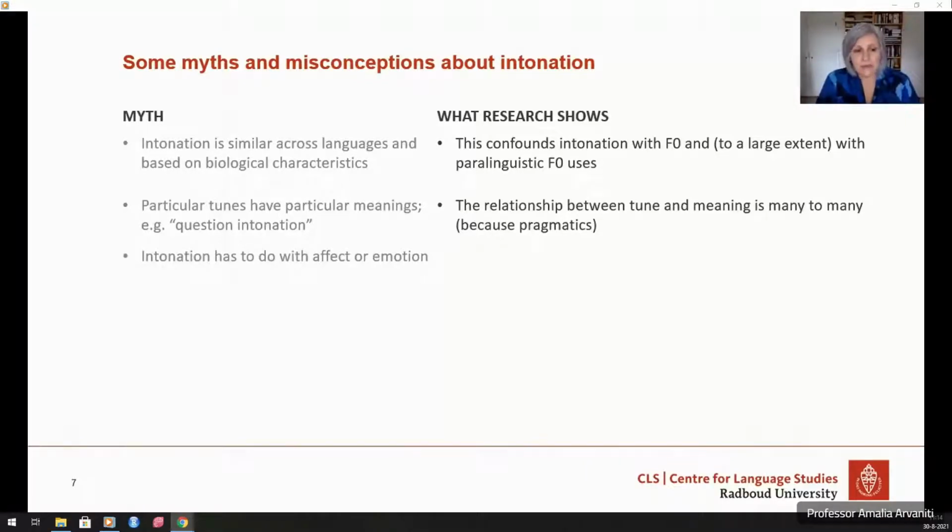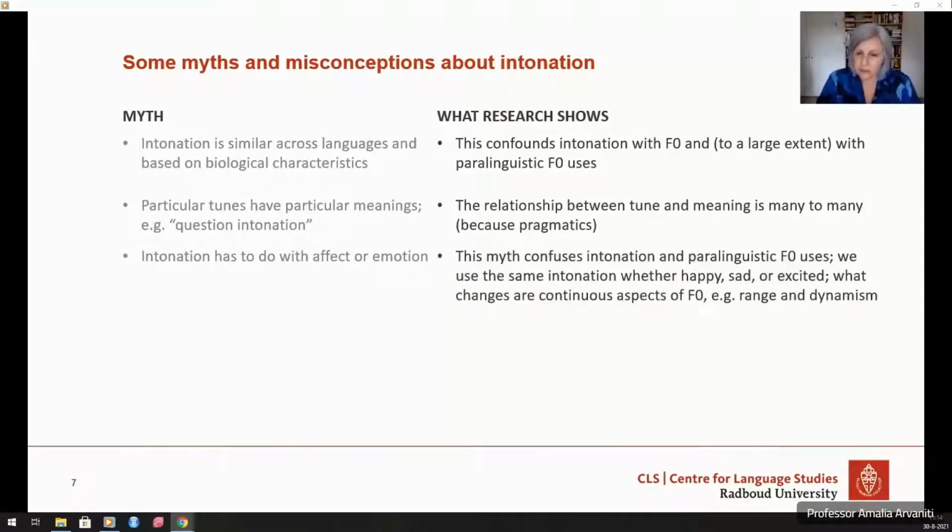A related point is that intonation has to do with affect or with emotion. As I mentioned earlier, again, this myth confuses intonation and paralinguistic uses of F0. I will say it again, we can use the same intonation whether we're happy, sad, or excited. And what changes in order to show these items is continuous aspects of F0, such as our pitch range and dynamism. But we cannot change the structure that is language specific.